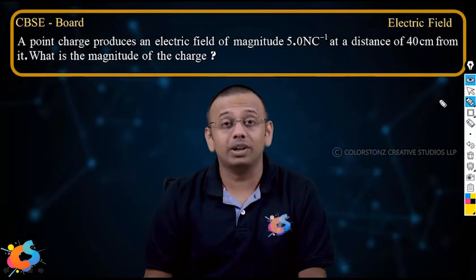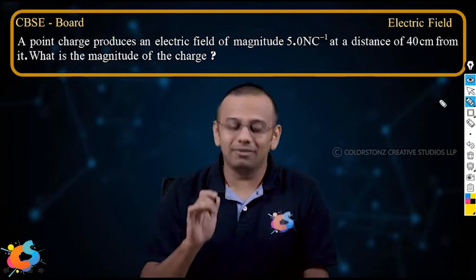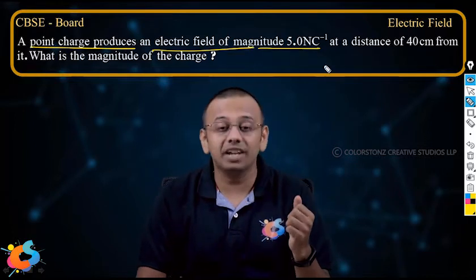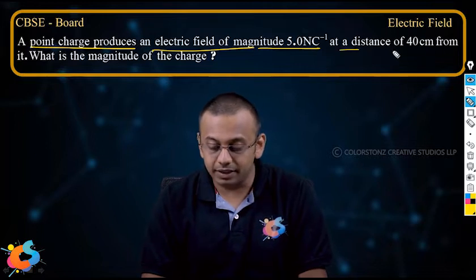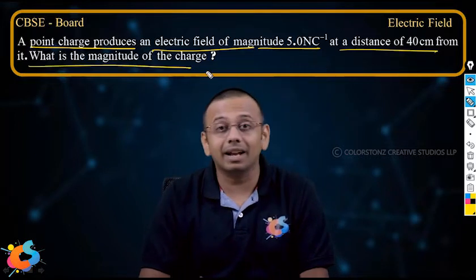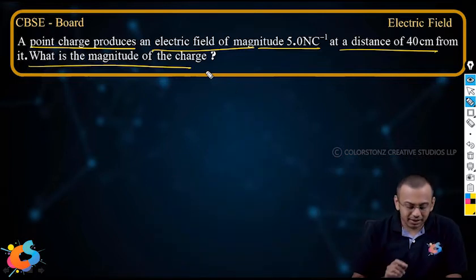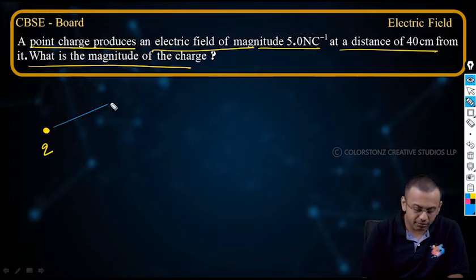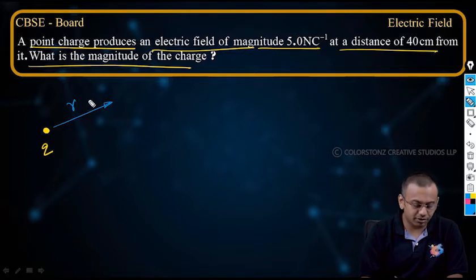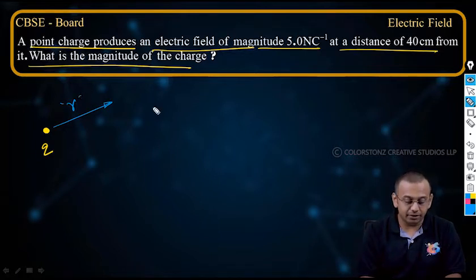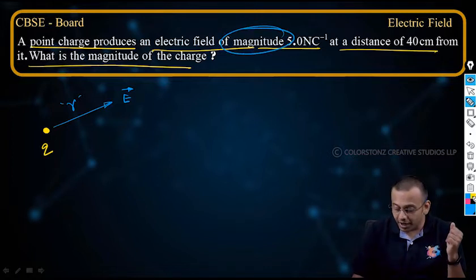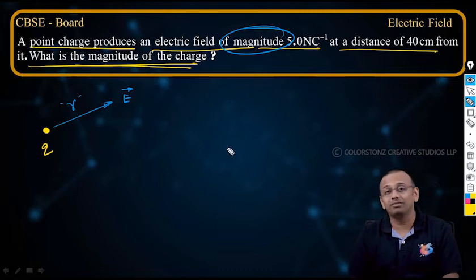This is our first question, first problem. The simple board level question, board level problem. A point charge produces an electric field of magnitude 5.0 Newton per Coulomb at a distance of 40 centimeter from it. What is the magnitude of the charge? So a simple question. There's a point charge, let's say Q here, and at some distance, which is given here as 40 centimeters, that is the distance we represent by R generally, the electric field is given to us. The strength of electric field is given to us. So we have to find what will be the magnitude of the charge.